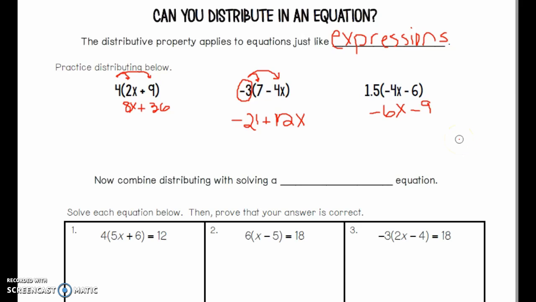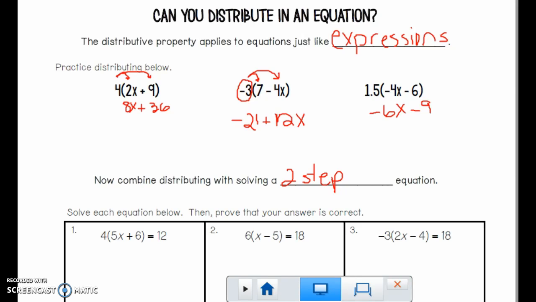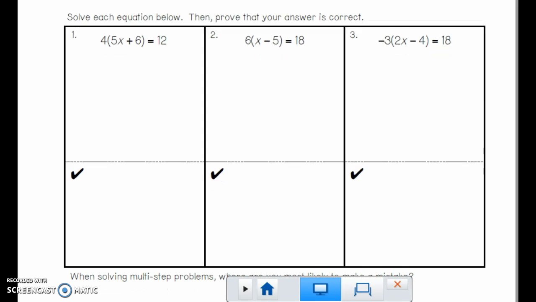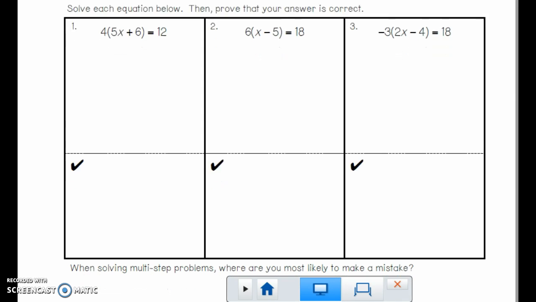We're going to do this with two-step equations. Now, combine distributing with solving two-step equations. So just like we've been doing, but now we're going to throw some distributive property in there. I'm going to scroll up, so make sure you have all these notes before I erase the page. Okay, so it says solve each equation below and then prove our answers correct.